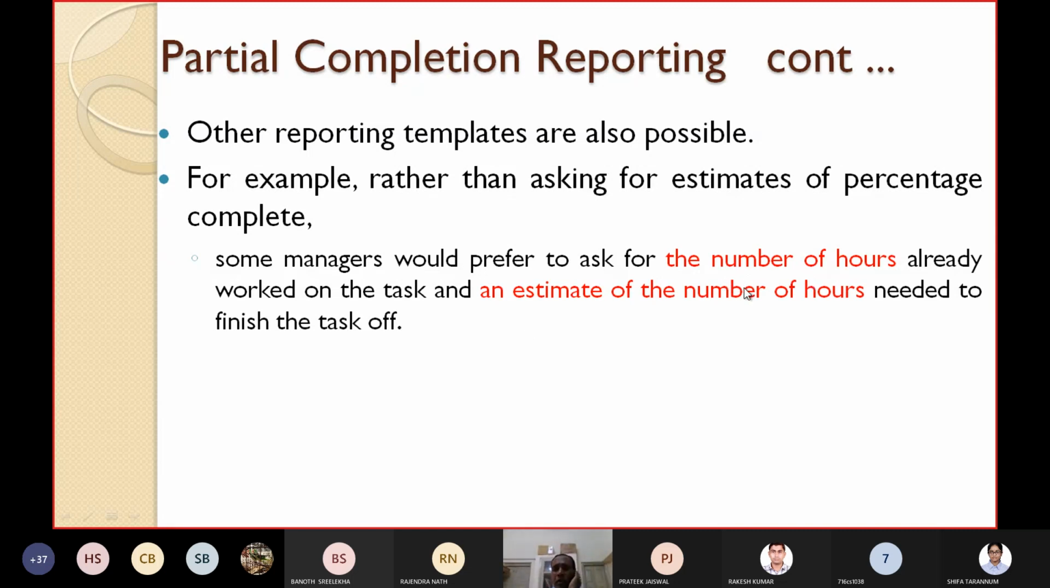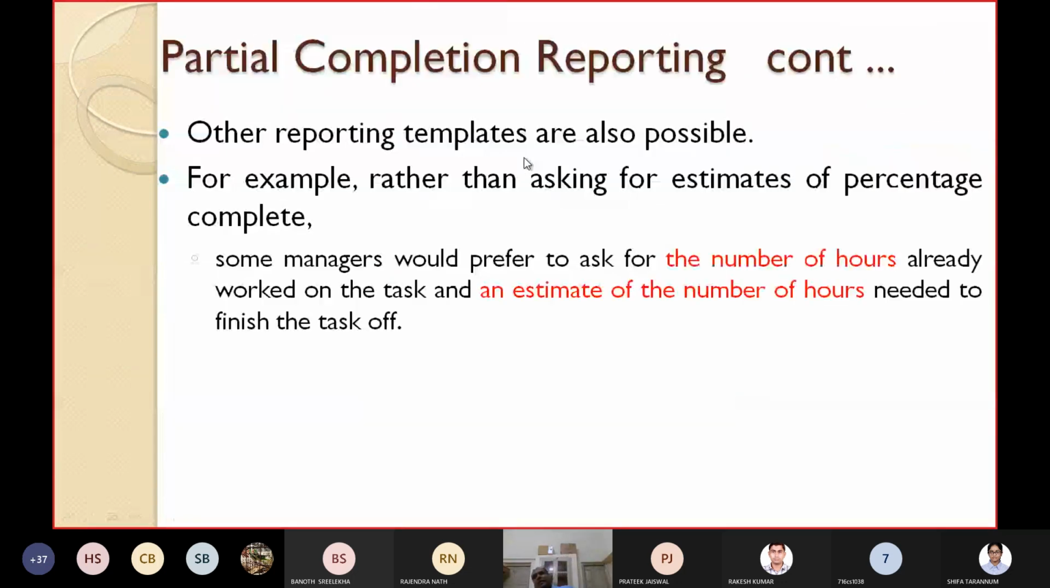So other reporting templates are also possible. For example, rather than asking for the estimates of percentage complete like shown here, 30, 90, some managers would prefer to ask for the number of hours already worked on the task and an estimate of the number of hours needed to complete the task.